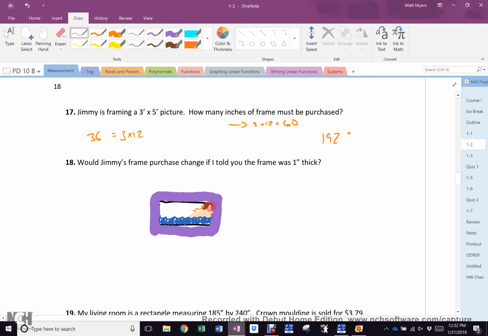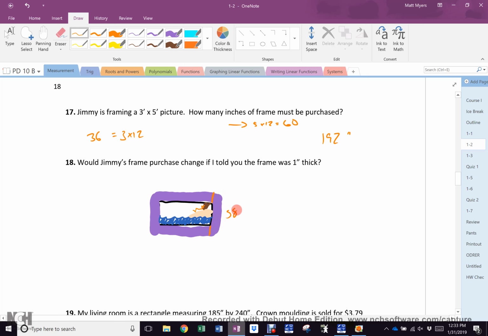The picture is how big? It's 36, right? But I've got an extra inch there and an extra inch there. So how long's the frame? How long's the frame here? It's 2 inches more, so it's 38, right?